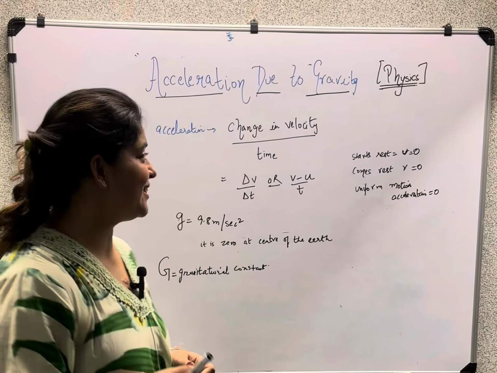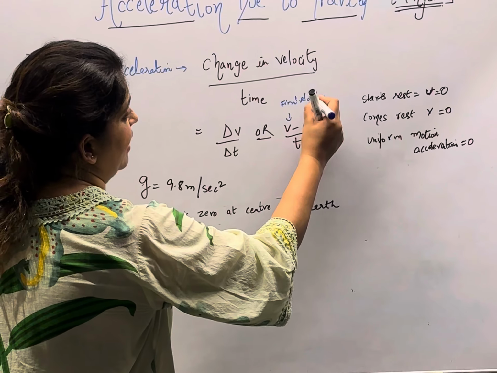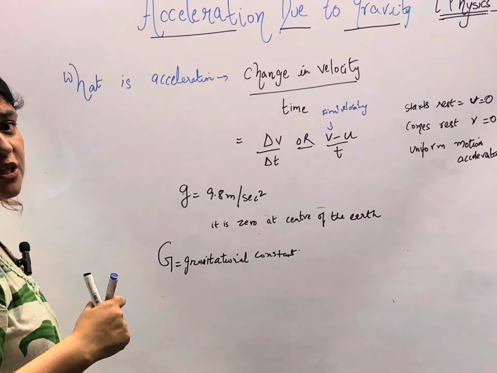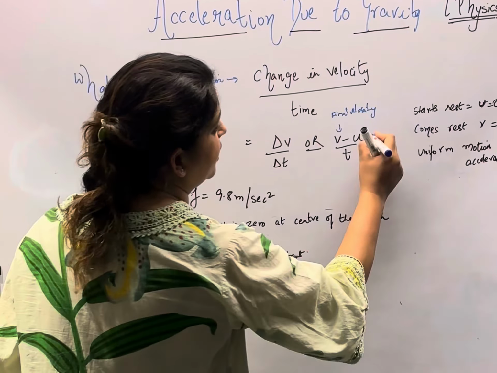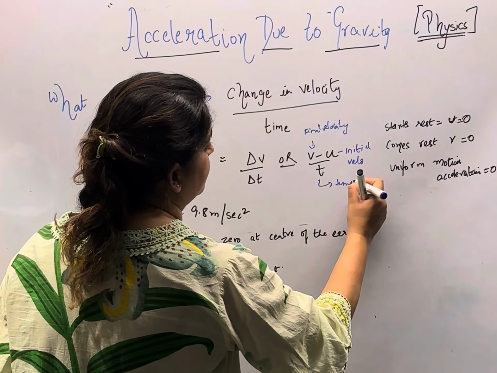V is my final velocity. I know I'm writing very small, but if you have any doubts, you can always message me in the comments or email me. U is my initial velocity and t is my time taken.